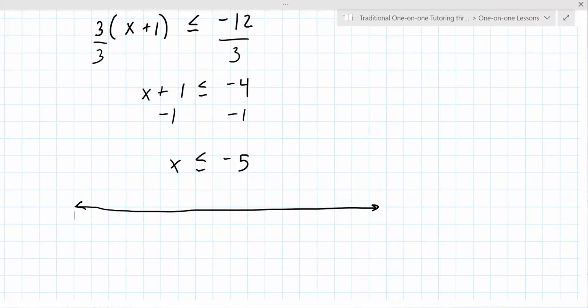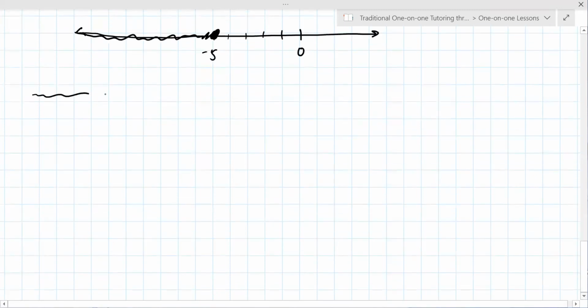All right, okay, so I'll just put it down here. 1, 2, 3, 4, 5, minus 5. Okay, so we're going left. Perfect.